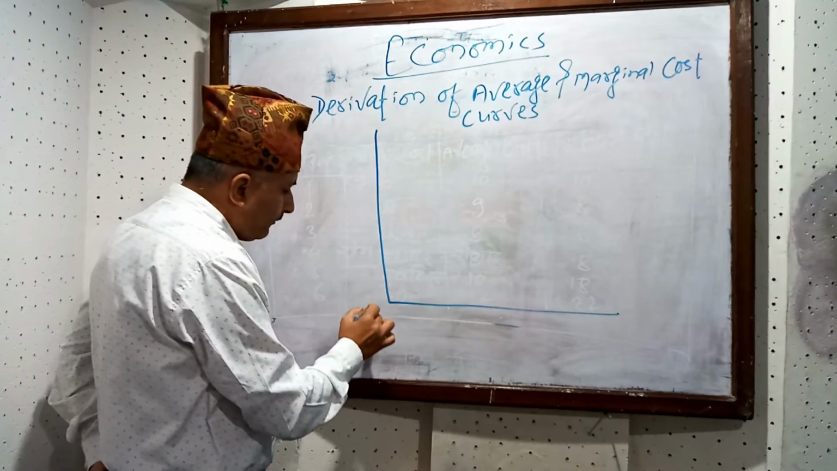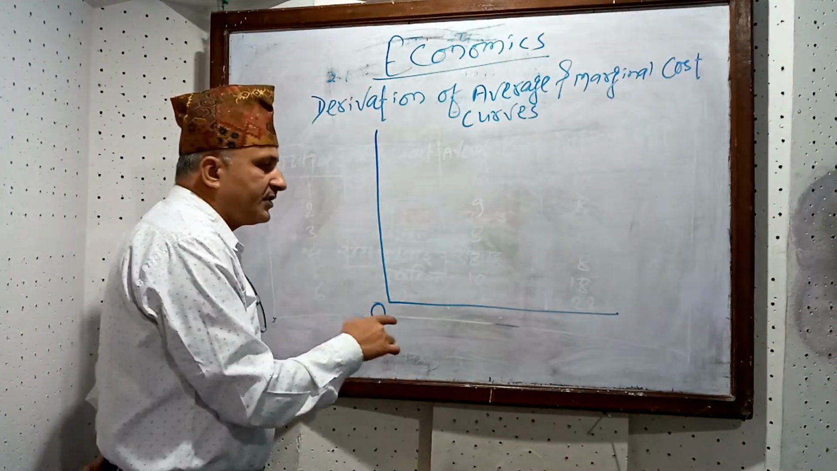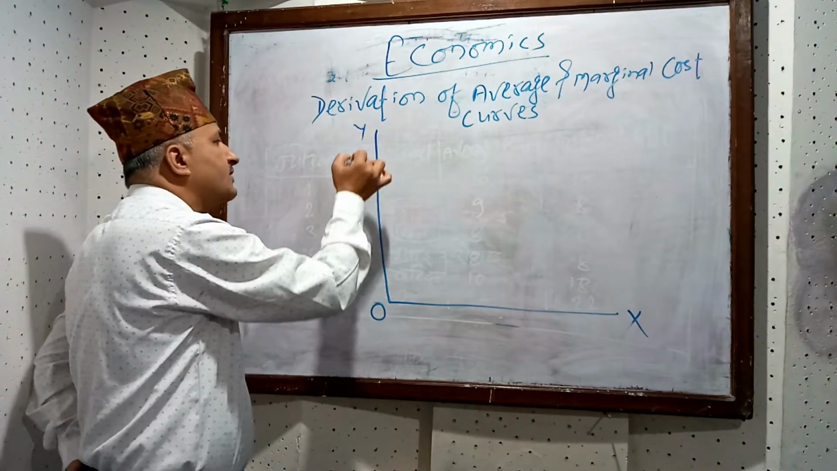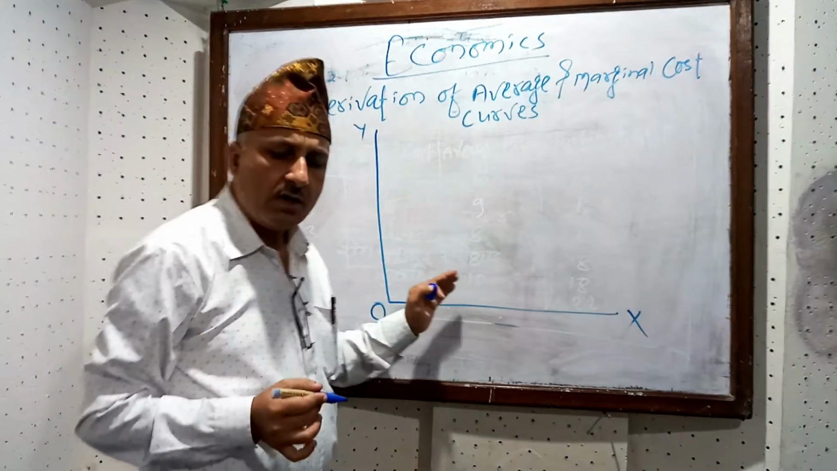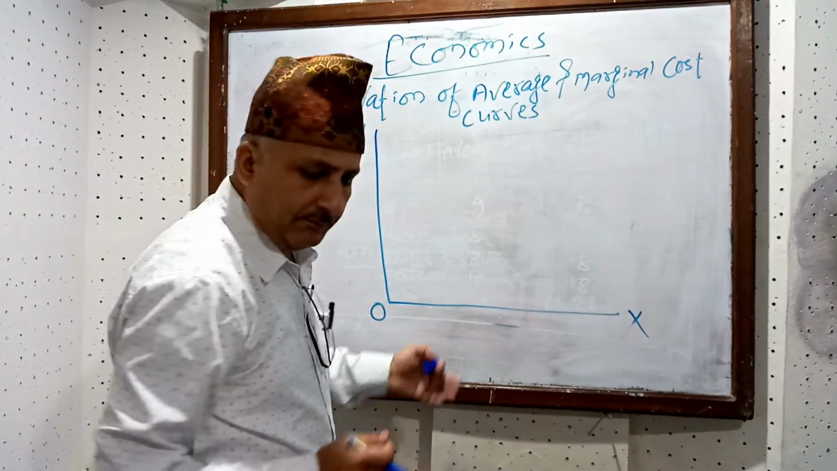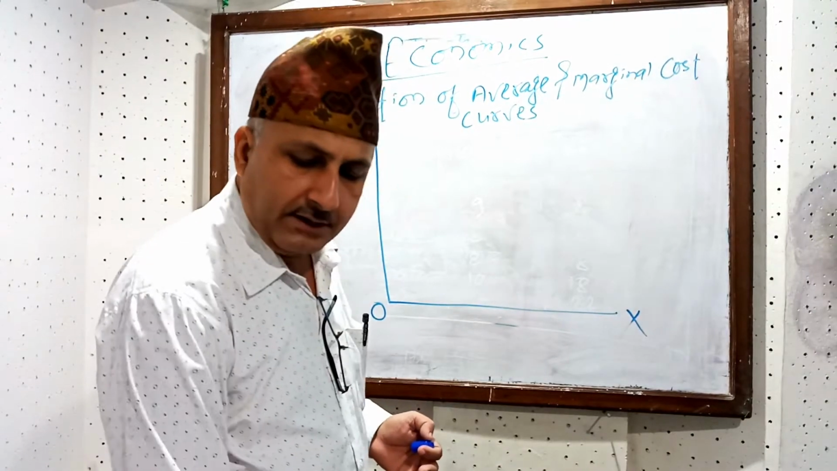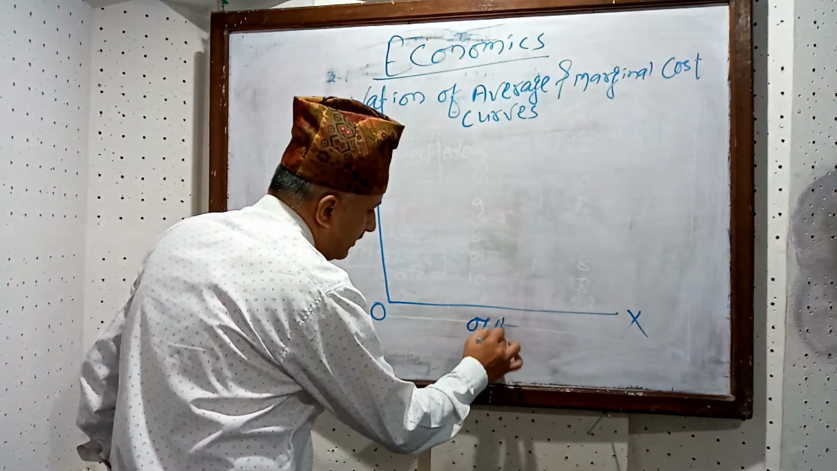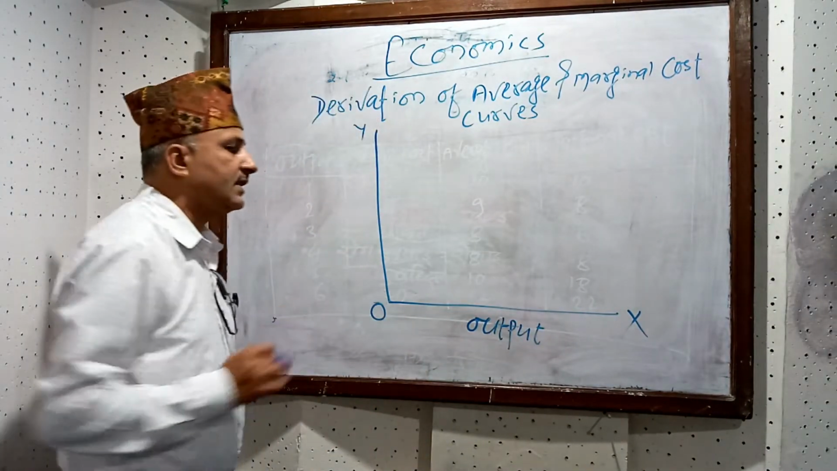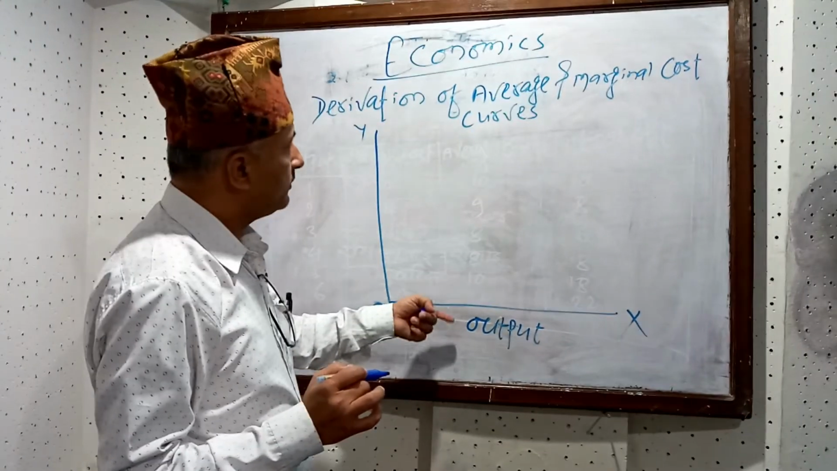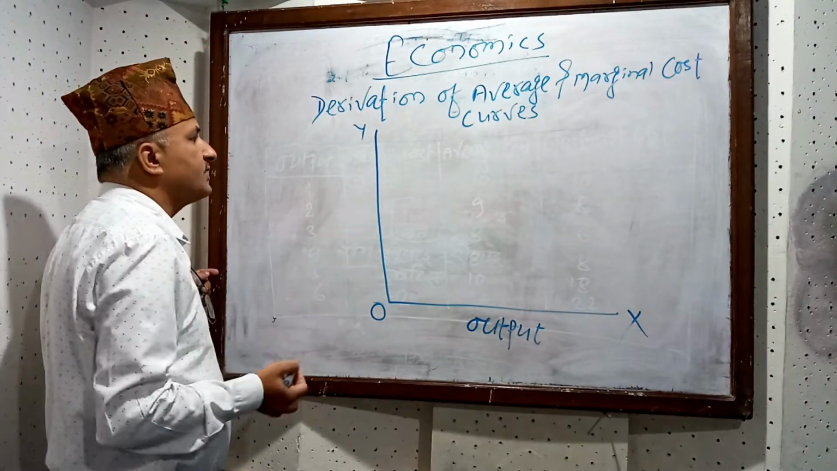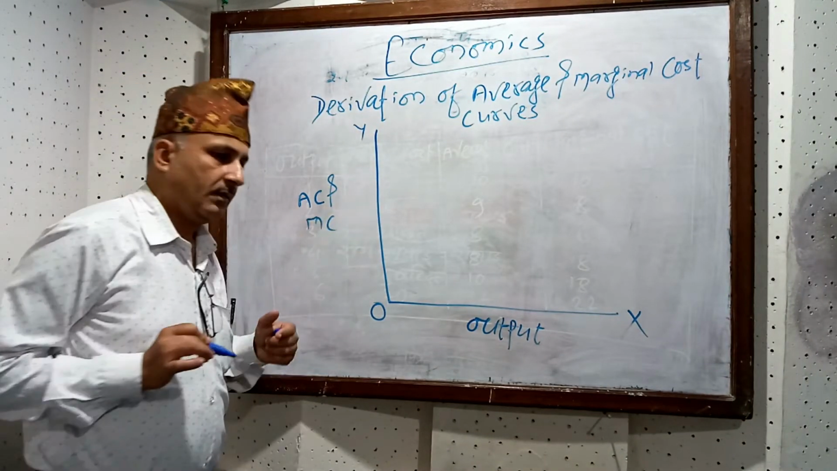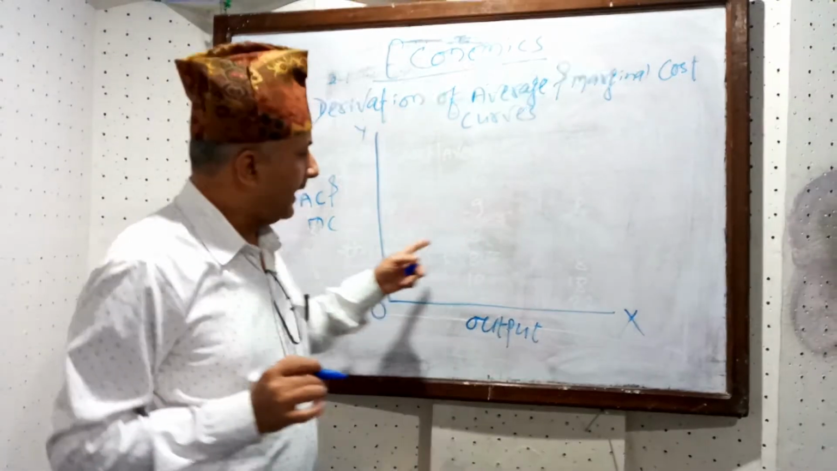Now you have to draw a diagram. The origin point is denoted by O, the horizontal axis is OX, and the vertical axis is OY. Let's draw a similar diagram. And now you have to write another thing: the OX axis represents output. It is the output axis, the horizontal axis. The horizontal axis represents output, whereas the vertical axis, the OY axis, represents AC and MC. The vertical axis represents average cost and marginal cost.